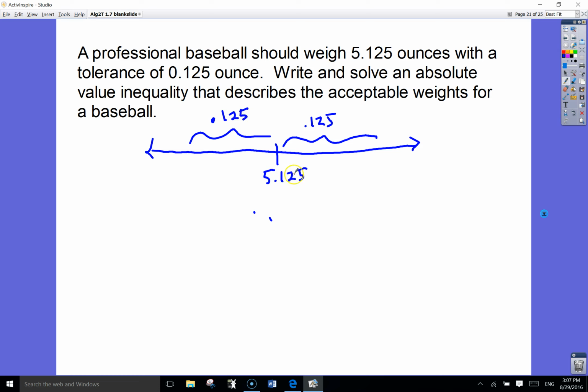Okay, well, what would 5.125 plus 5.125 be? That would be 5.250. And if I subtracted, that would be 5.